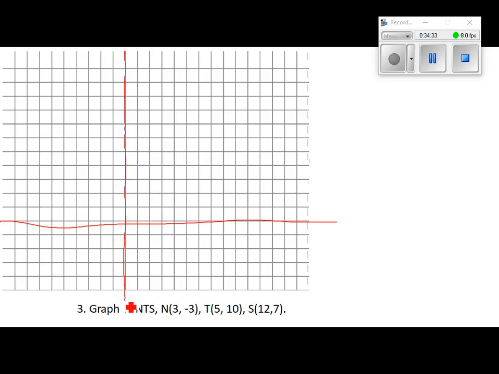So I'm going to graph mine real quick. While I'm graphing it, go ahead and find the midpoints. Use the midpoint formula so you can tell me the midpoints of the 3 sides.